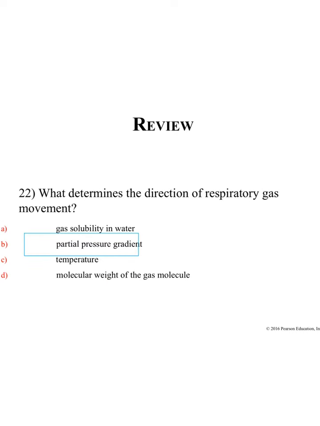What determines the direction of respiratory gas movement? That is the pressure gradient created by the gases. So of course, wherever you have a higher amount of that gas, it's going to move from high to where you would have a lower amount of that gas.